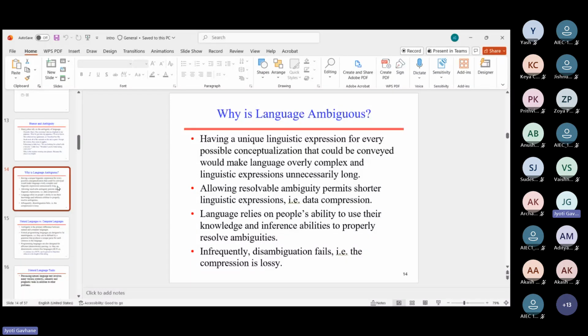Now, infrequently disambiguation fails, that is, the compression is lossy. So the compression is lossy or lossless. These are the two things. If it becomes lossy, it means I'll be missing the context, right? If it is lossless, then, being the engineer, what is your role?